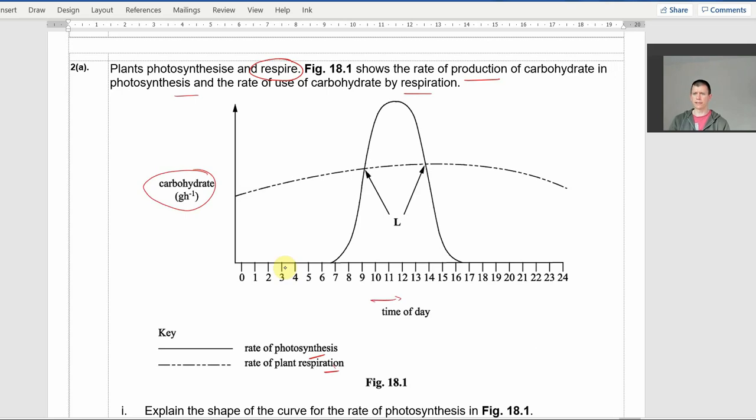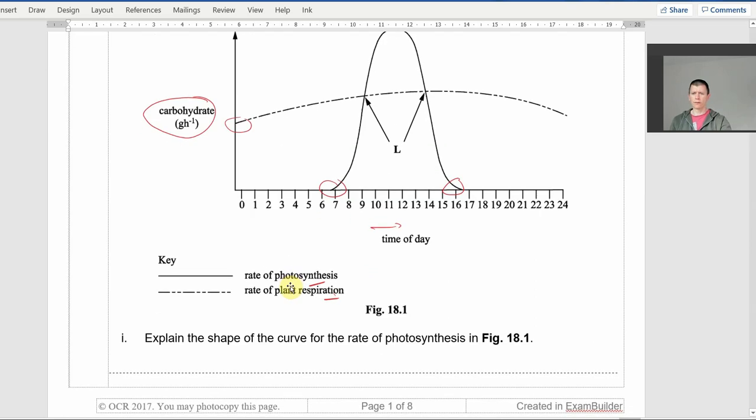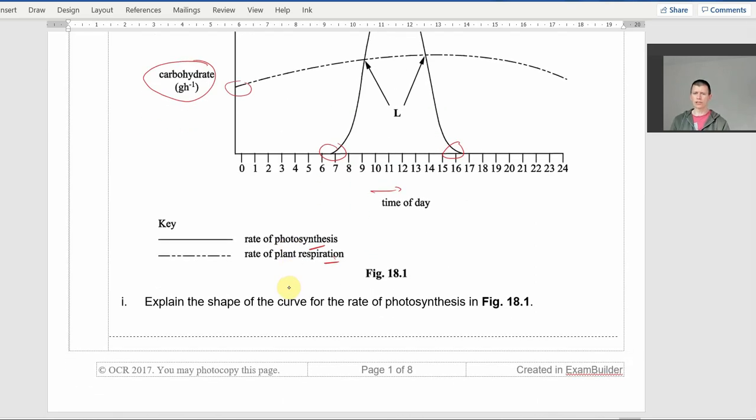So more carbohydrate is either in this case being used in respiration or being made in photosynthesis. I think I've got time of day. And the plant seems to start photosynthesizing around sort of 7 and finish about 4, and the plant is respiring all day long, but it does change. Right, first question says explain the shape of the curve.